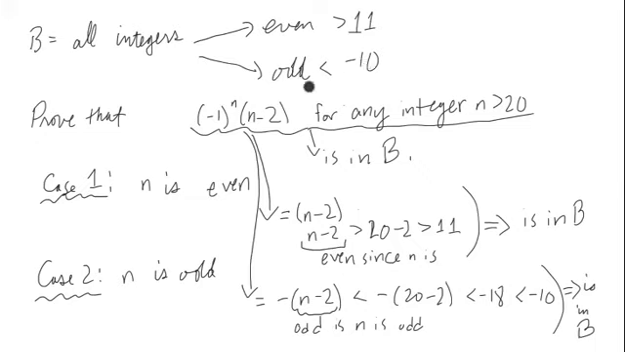Okay, so we have this right here, and we want to show that expressions of this form, where n is any integer greater than 20, actually happen to land in that set. Now, perhaps we could pause for a minute and think about what this set looks like, the set B. So it's even numbers greater than 11. So that would be like 12, 14, 16, and so forth. And odd numbers less than -10. So like -11, -13, and so forth.